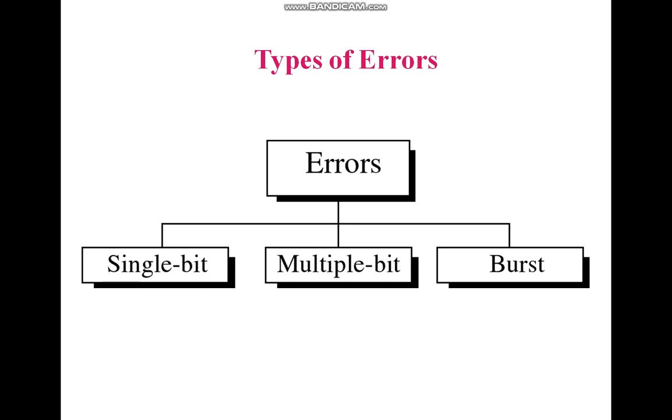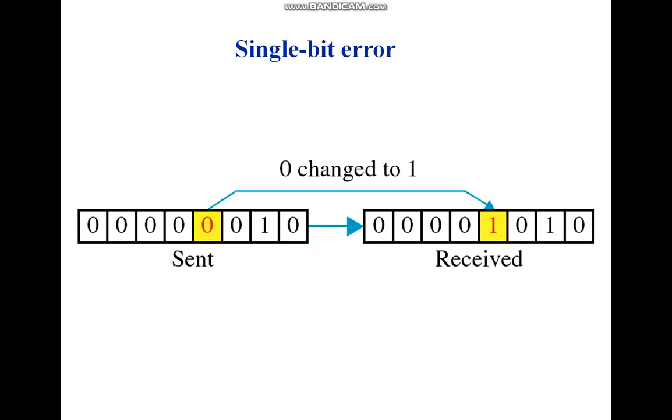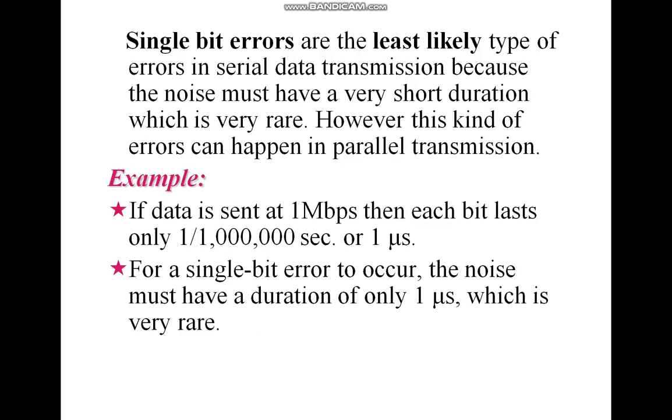So, types of errors. We have single bit errors, multiple bit errors and burst errors. In a single bit error, only one bit is corrupted during the transmission time. Single bit errors are the least likely type of errors in serial data transmission because the noise must have a very short duration, which is very rare. However, this kind of error can happen in parallel transmission.